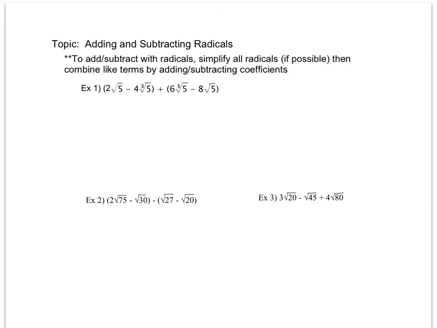One other extra step, though, that we will have to take is that we have to simplify radicals if at all possible. So I have 3 examples here. Let's go ahead and look at the first one. The first one is fairly basic because if you look at each of my radicals, none of those can be simplified. The square root of 5 doesn't have any perfect squares, and the cube root of 5 doesn't have any perfect cubes.